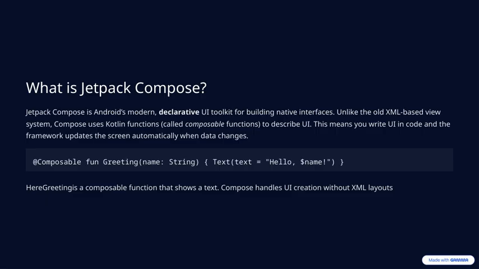For example, you might see a function like @Composable fun Greeting, which takes a name and displays a greeting message. The beauty of this approach is that Compose automatically updates the UI whenever your data changes, so you don't have to manually handle view updates like you did with the old system. To give you a quick example, if you write a composable function that shows some text, like a greeting, Compose handles all the behind-the-scenes work of creating and updating the UI for you. This makes building interfaces more intuitive, more flexible, and much more aligned with modern programming practices. It's a big step forward in making Android development faster and more enjoyable.